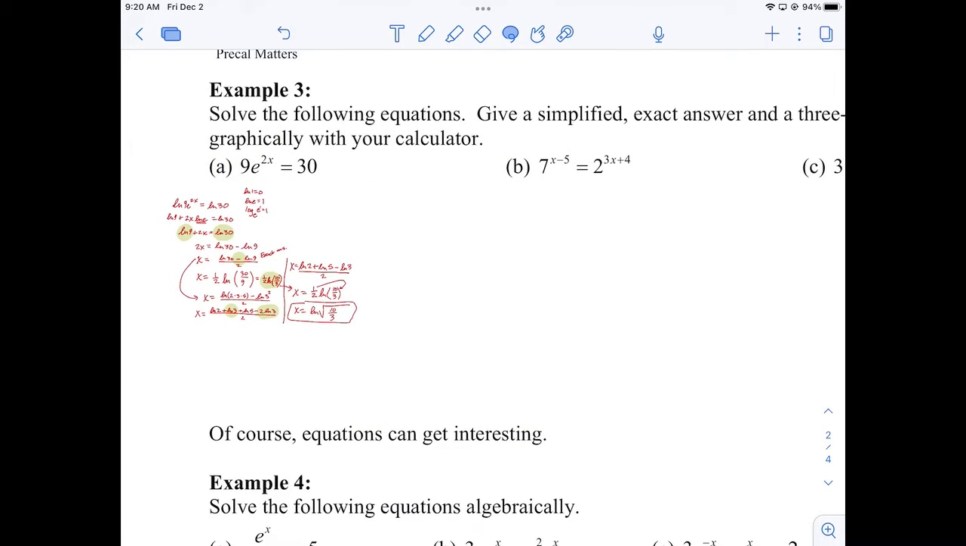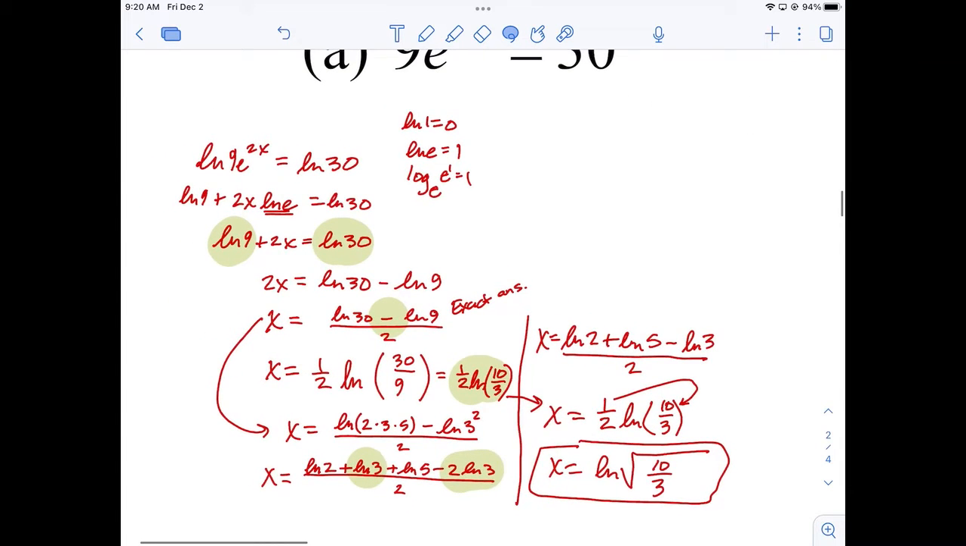Okay. Any comments or questions on this one? Someone's got to have a comment. Oh, I like that comment. All right.